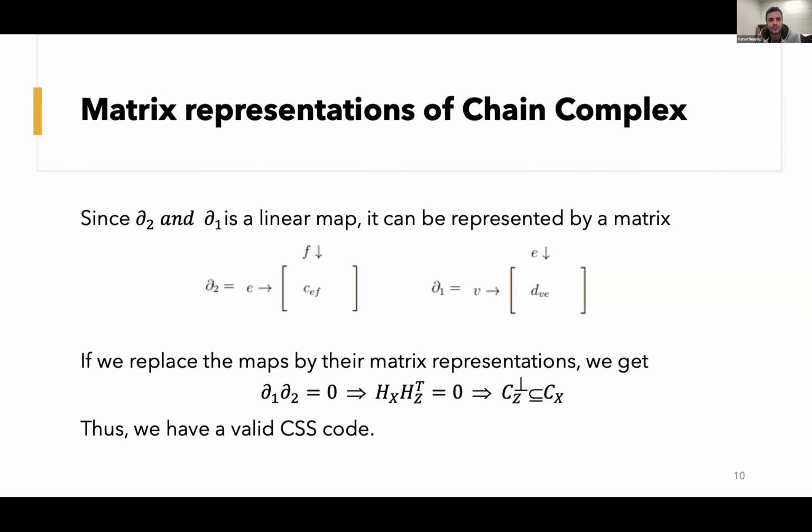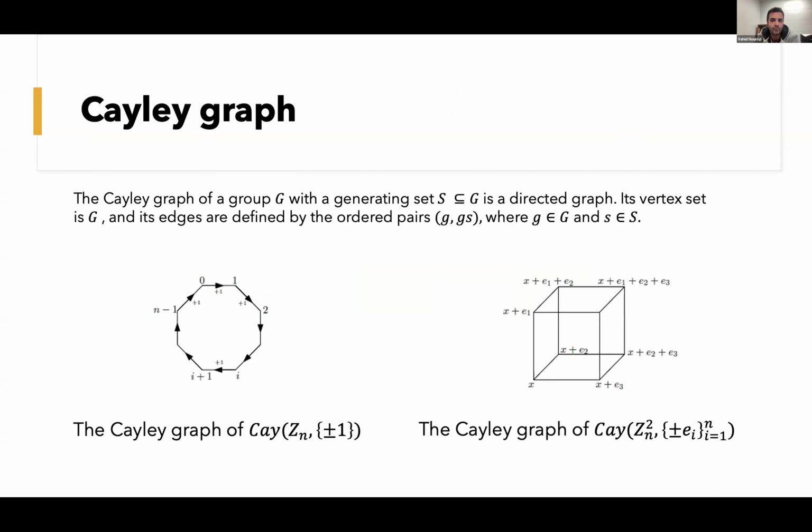We have a similar construction for delta 1, which means the columns are represented by edges and the rows by vertices. And again, if we have a relationship between edges and vertices, we put 1, otherwise we put 0. From the main condition of the chain complex, we know that delta 1 delta 2 is 0. From this, we can see that HX HZ transpose is 0. That is, we have a valid CSS code, a quantum code from chain complex.